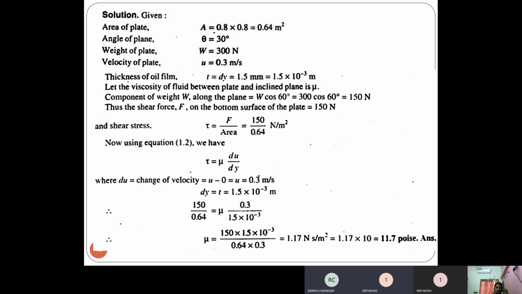In that way we have to resolve any vector. Here the weight component is W cos 60. What is the weight of the body? 300. Here we can get one doubt: theta is 30 degrees, then why are we using 60 degrees? How can we get it?